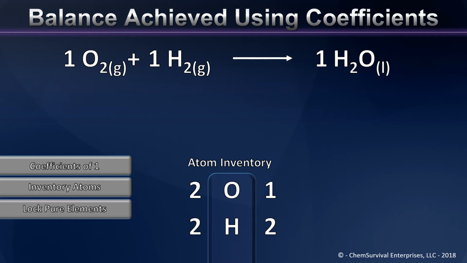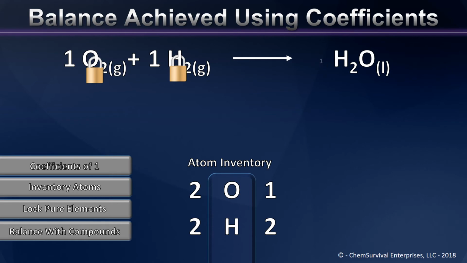So let's go on to step 3. Let's lock up those pure elements and save them for last. In this case, we're left with only water to balance. So let's use the coefficient of water to try to correct for that deficiency in oxygen. Since I need 2 moles of oxygen on the right side of my equation, I'm going to change that coefficient on water from 1 to 2.